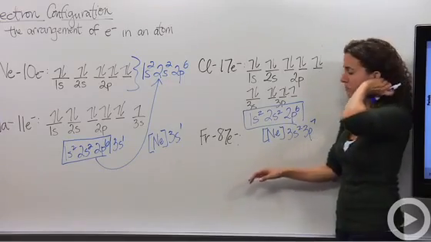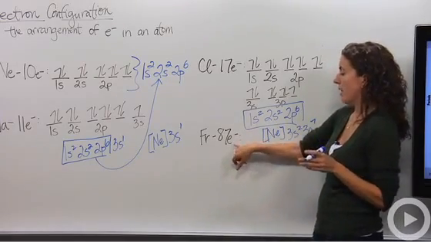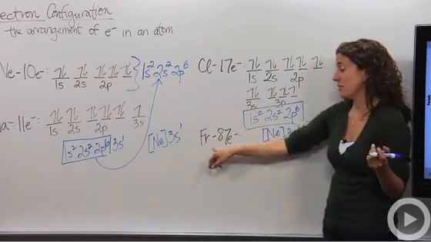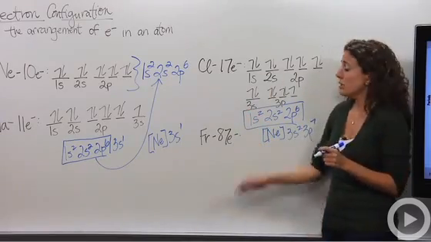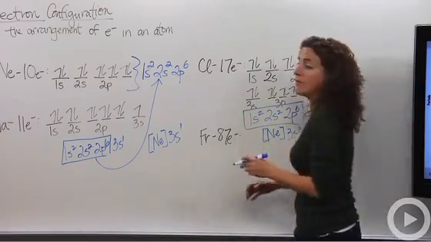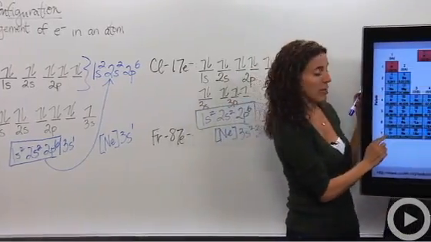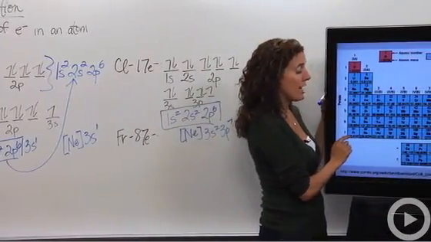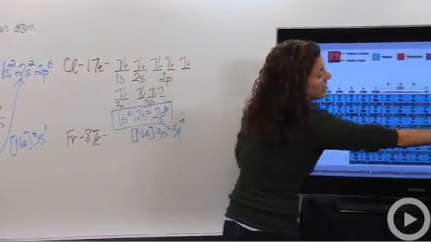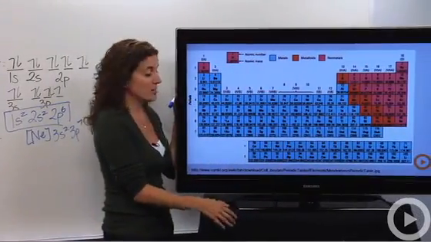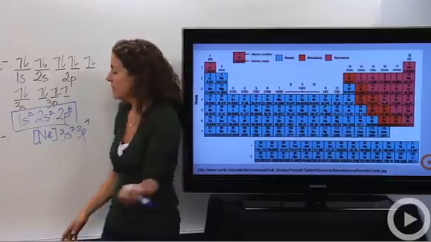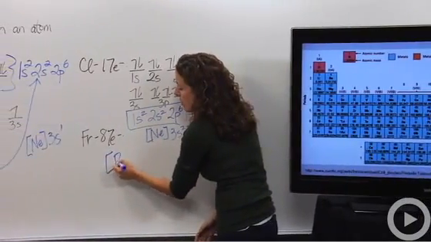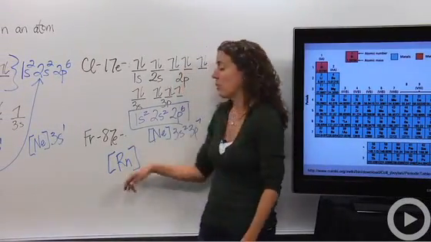It's easier to manage. But what if we come across an element that has 87 electrons, such as francium? That is a ton of electrons, and I don't want to have to draw all this out. This is just a pain. An easy way to do this is to look at the periodic table. Here's francium right here. The noble gas before francium is radon. Radon has 86 electrons. Francium only has one more. So let's make it easy on ourselves and say it has one more electron.